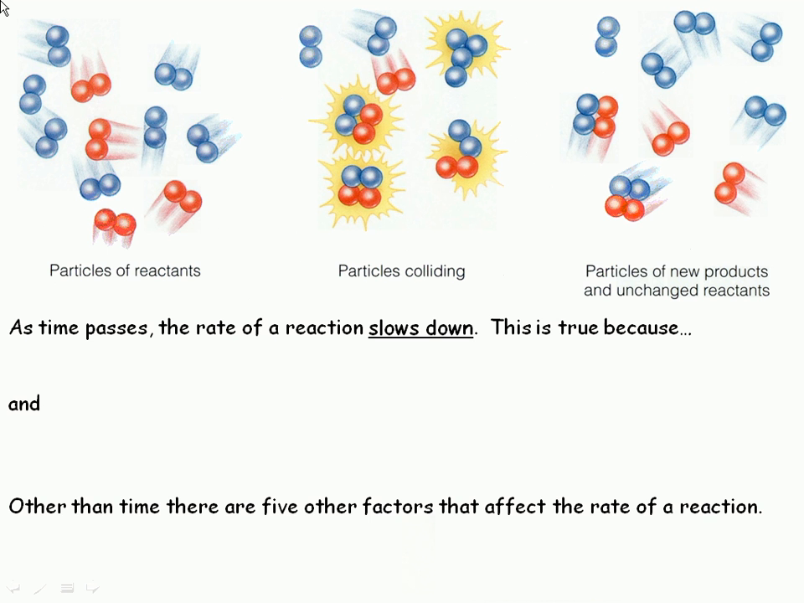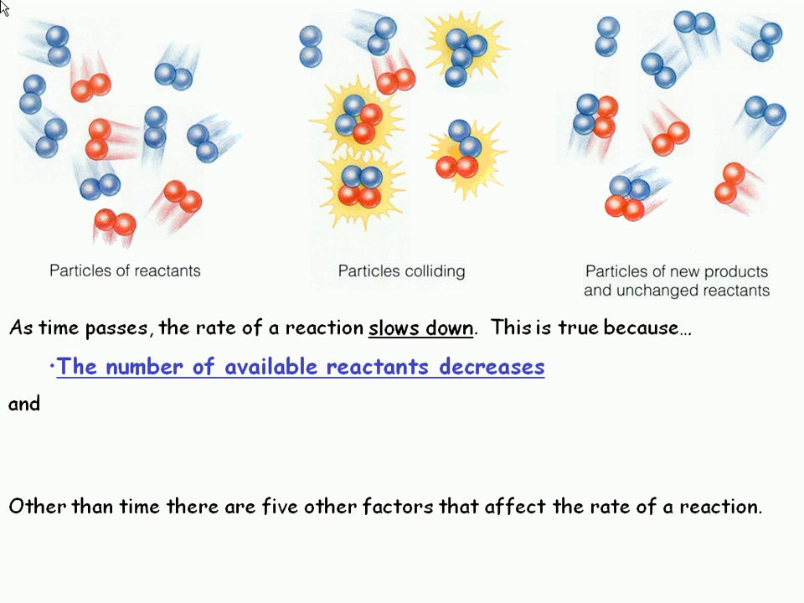So if we look at a pair of reactants here, we have these diatomic blue and diatomic red elements moving around randomly inside the container, probably a gas. And what we notice when a reaction is going on is that as time continues, the rate of reaction actually slows down. The reason this is happening is because the number of available reactants is decreasing. So when these particles collide into each other, they form these new products, and these new products are now going to be in the way.